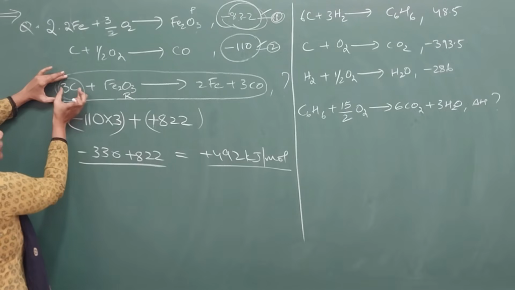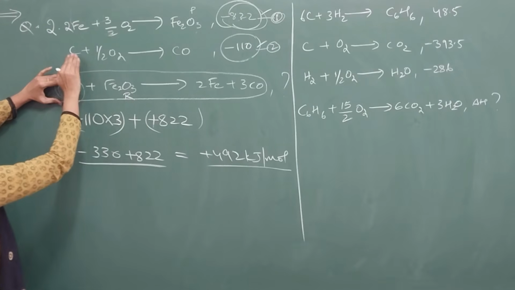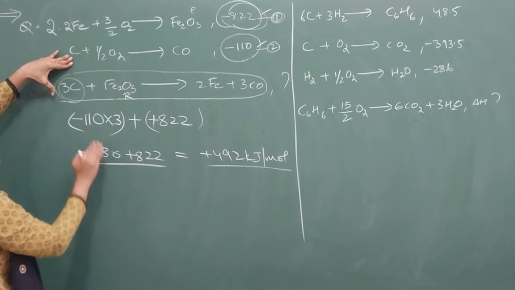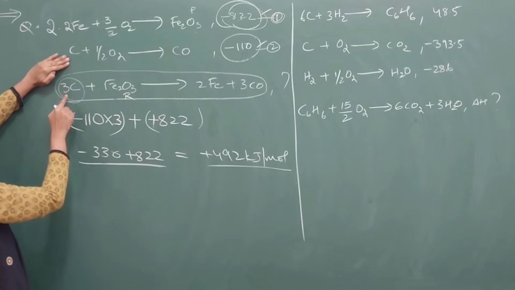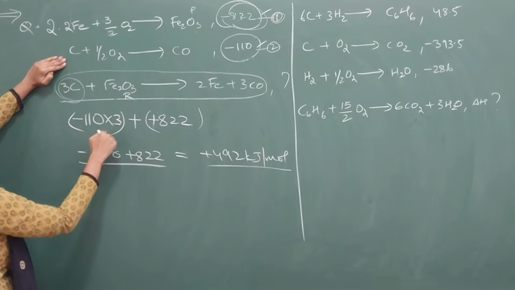Okay, in the desired reaction, carbon is there. Okay, in which of the given reactions is carbon there? Okay, here it is. So I need to take this value. Should I multiply with any number? Yes, I should, because 3 is there in the desired reaction and here 1 is there. So I need to multiply with 3.